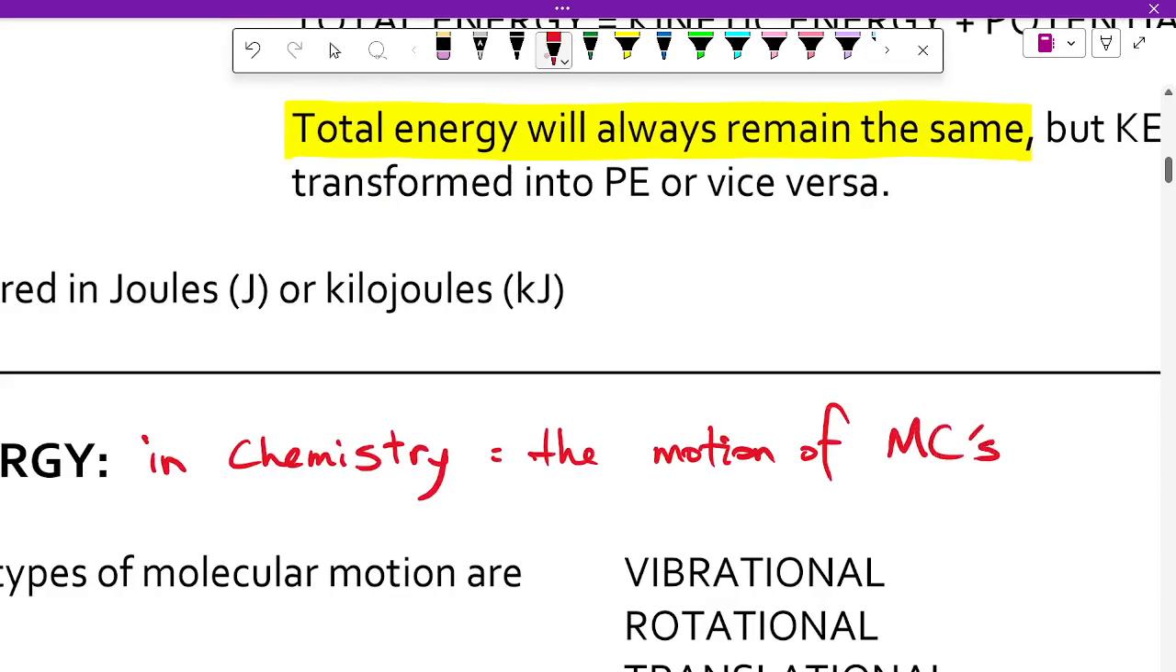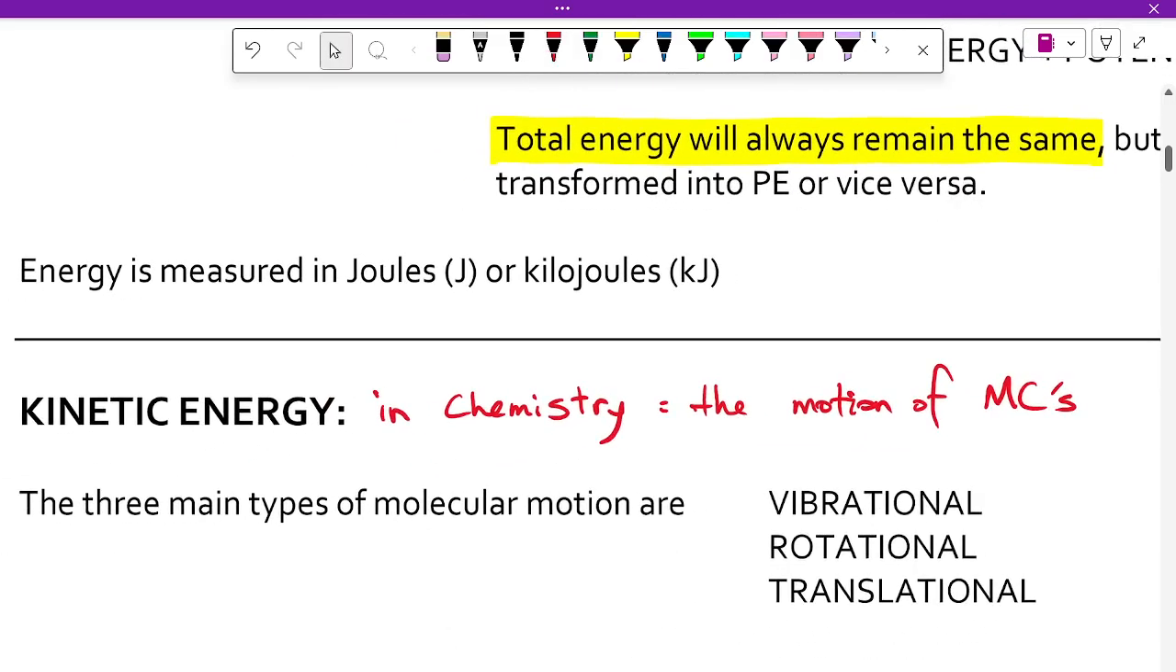Remember, my abbreviation for molecules is MC. And there are three types of molecular motion. More than one, right? No, just one. There are three main types of molecular motion. That goes there, that can go there. Perfect, thank you so much.